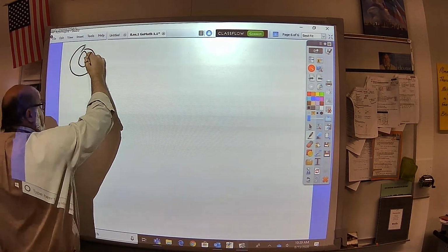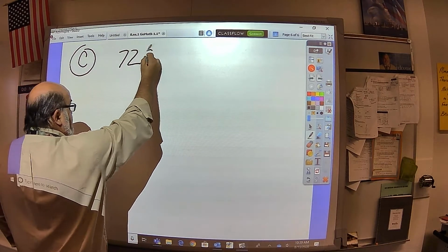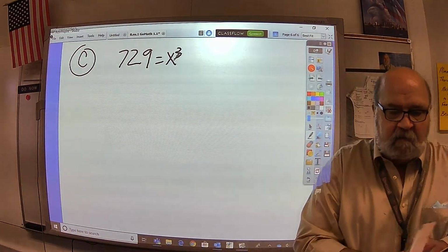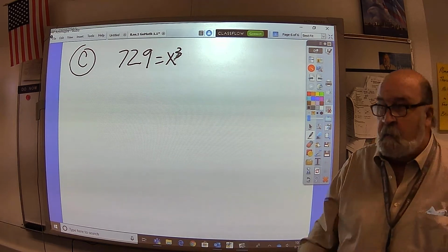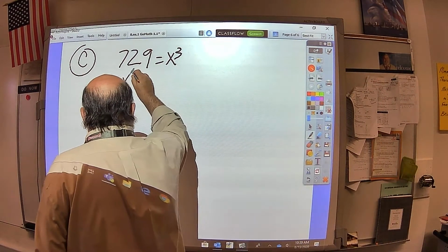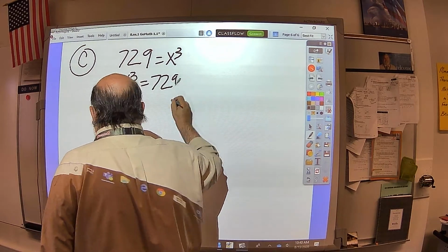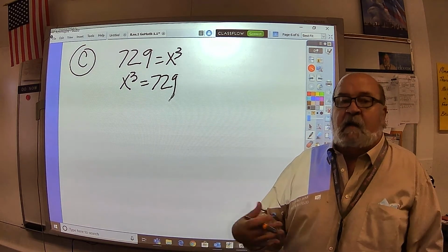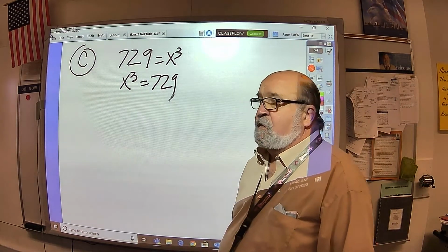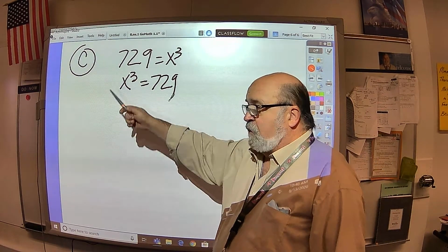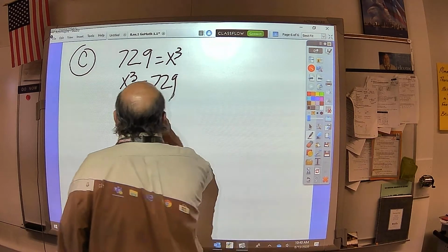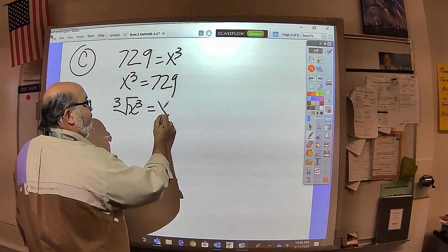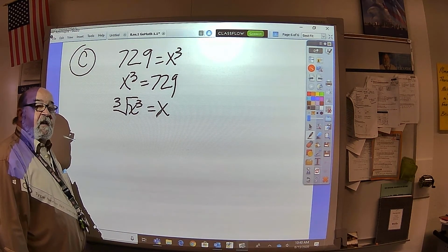Now, the way they've done this in example C is 729 equals x to the third. Mathematically, that's not a great thing to say. But that just means Mr. Kolesnick is going to write it the other way so that it's simple enough for you to understand by seeing it the same way all the time. What I need to do is cube root x to the third to find the value of x. The cube root of x to the third equals x. That's how we're going to get to our solution.